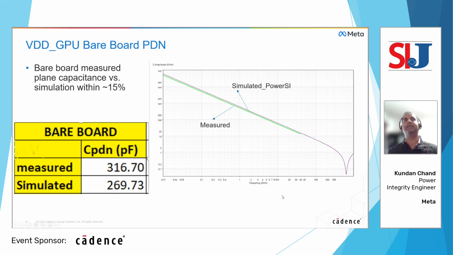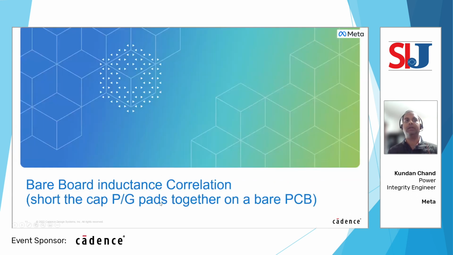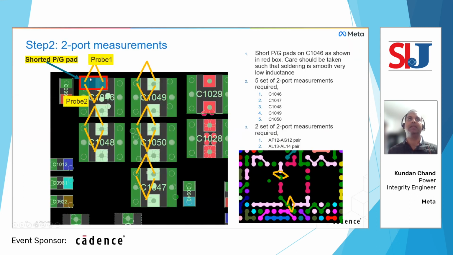So the next step was we moved to the board inductance measurement and correlation. Here, what we did is we shorted the power and ground pads on the bare board to be able to just see the inductance of the plane. This is a little bit more detail. So we had these capacitor pads with power.